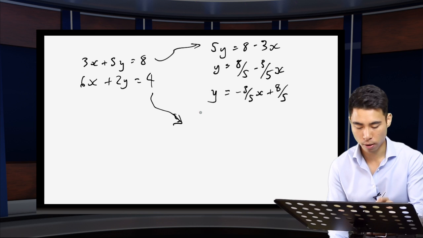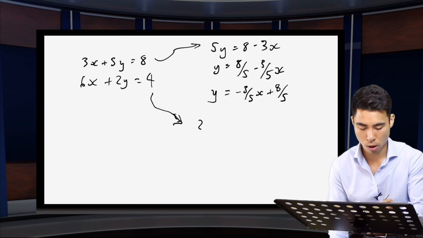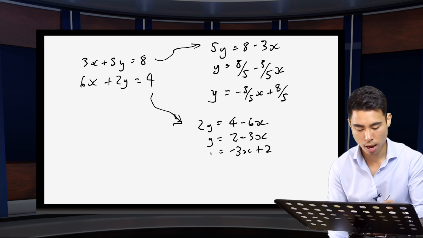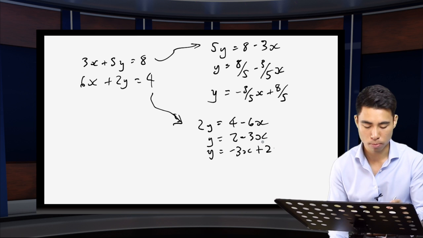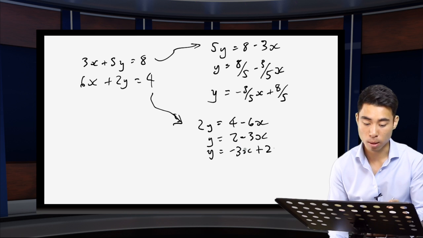Let's do the same thing for equation number 2. So I've got 2y equal to 4 minus 6x, y equal to, dividing through by 2, 2 minus 3x. And then just putting that in the form y equals mx plus c. So there you can see that my y-axis intercept in this case is going to be plus 2, and my gradient of this line is going to be minus 3.